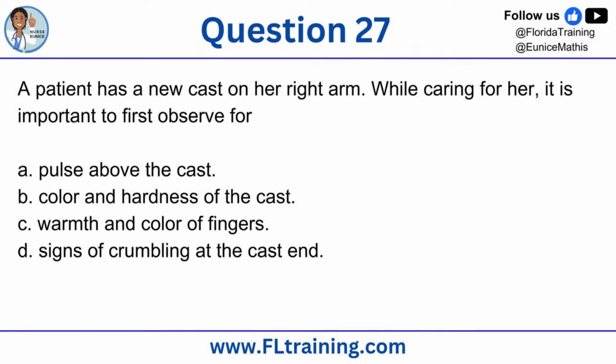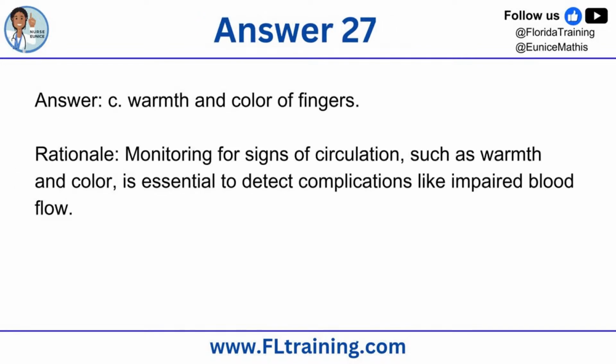All right, let's go ahead and dive right into the answer. If you chose answer C, you are absolutely correct. Warmth and color of fingers. Monitoring the signs of circulation, such as warmth and color, is essential to detect complications like impaired blood flow.